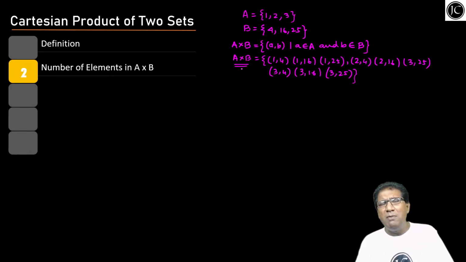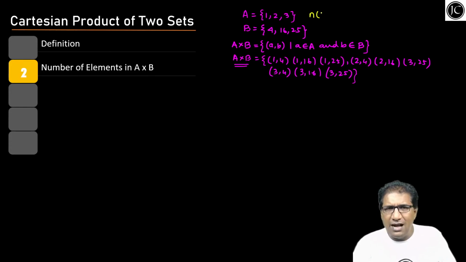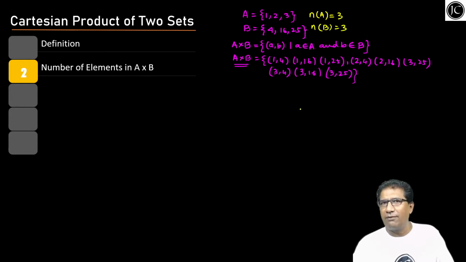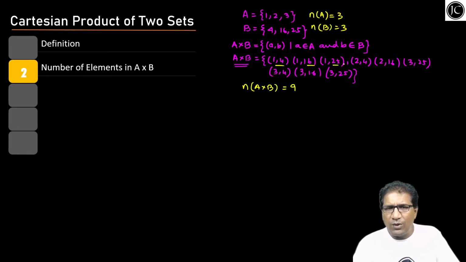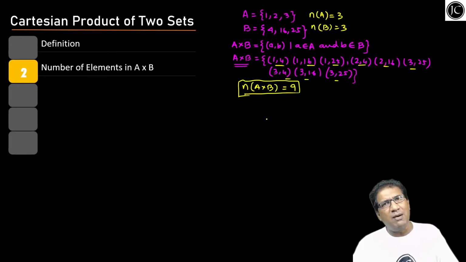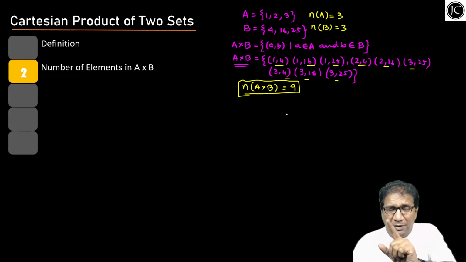Children, now look at the number of elements in A cross B. What is the cardinal number of set A? This is 3. What is the cardinal number of set B? This is again 3. Now observe, what is the cardinal number of A cross B? 1, 2, 3, 4, 5, 6, 7, 8, 9. So the cardinal number of A cross B is nothing but 9. Have you understood? What are we saying?